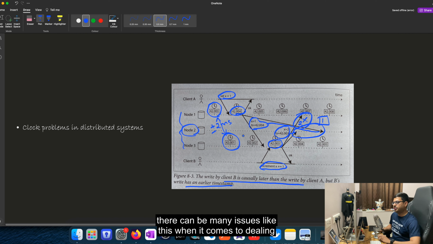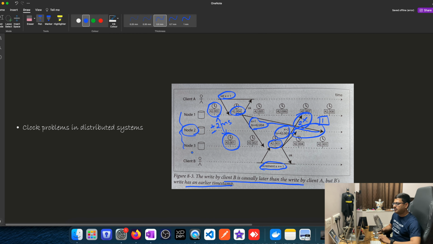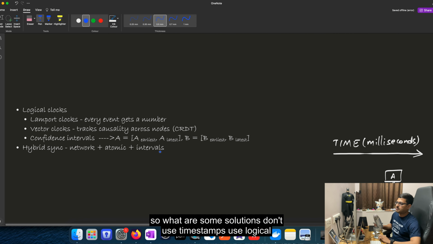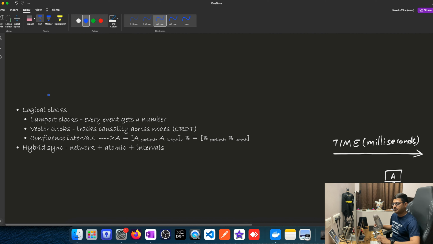There can be many issues like this when it comes to dealing with timestamps, and many of them go unnoticed. They are silently logged, they are silently updated, and many of them go unnoticed. So that is a major problem with clocks when it comes to distributed systems. So what are some solutions? Don't use timestamps. Use logical approaches for handling distributed systems.